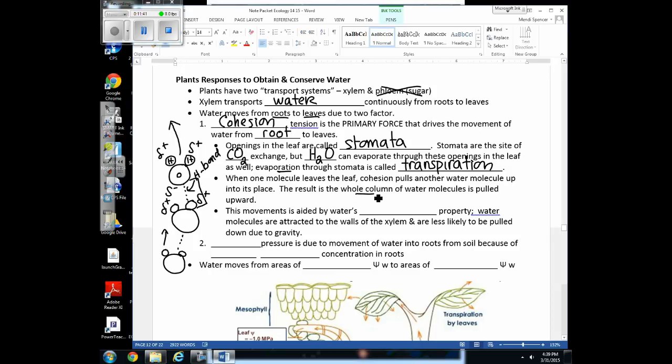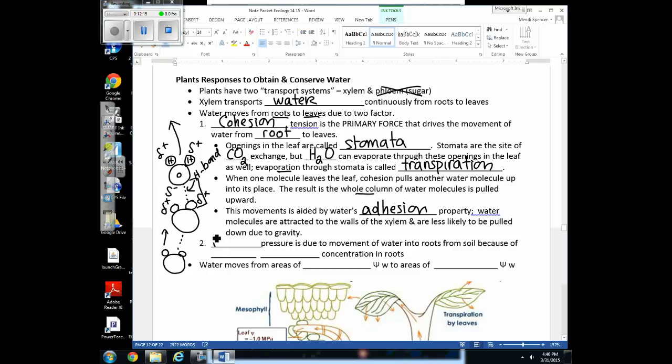And so you get this tension that pulls the whole column of water up in the plant. Now, this is also aided by the fact that water shows adhesion. And remember, adhesion means that water is attracted to other molecules. So gravity is trying to pull water down in a plant, but whenever water moves up in the plant due to cohesion, those water molecules are attracted to the side of the xylem. So it's another factor that's aiding water in being able to move up and stay up and not have gravity pull it back down to the roots.